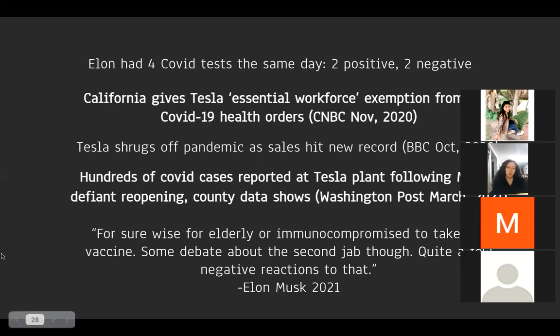And then Elon tweeted that he won't be taking the vaccine because he thinks it's not necessary, at least for him, but people should get it. Next slide, please.